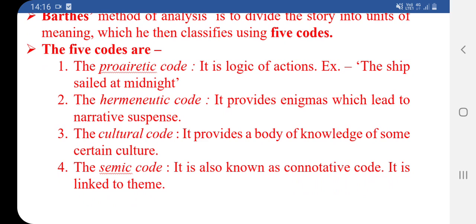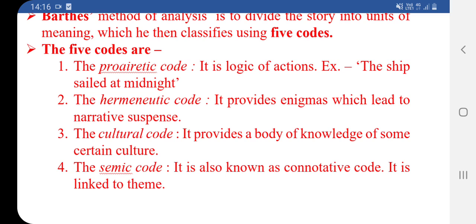So the next term is cultural code. Now what is cultural code? Cultural code provides a body of knowledge of a certain culture. So through this code, the author provides glimpses of a particular culture. It can be some ritualistic customs or anything that can convey some particular culture.